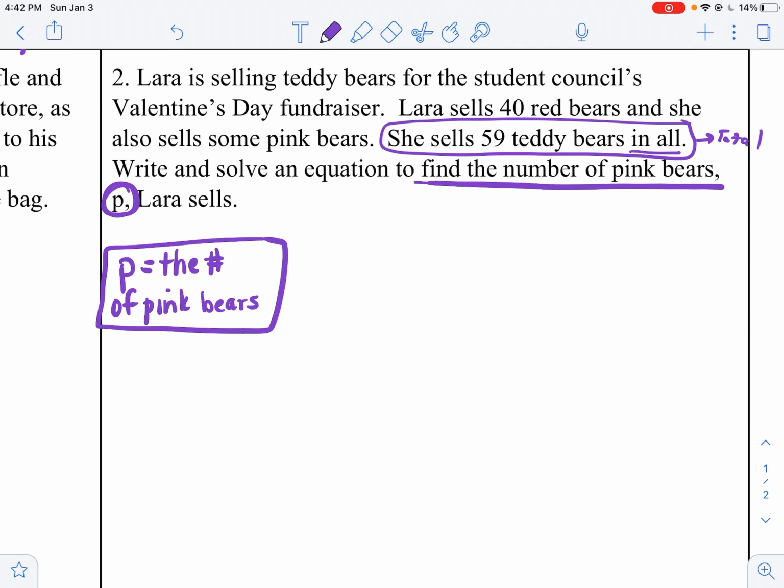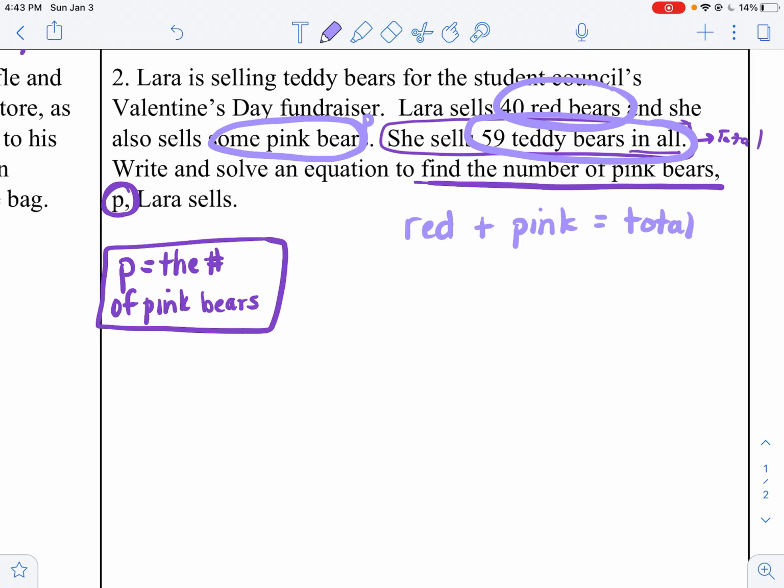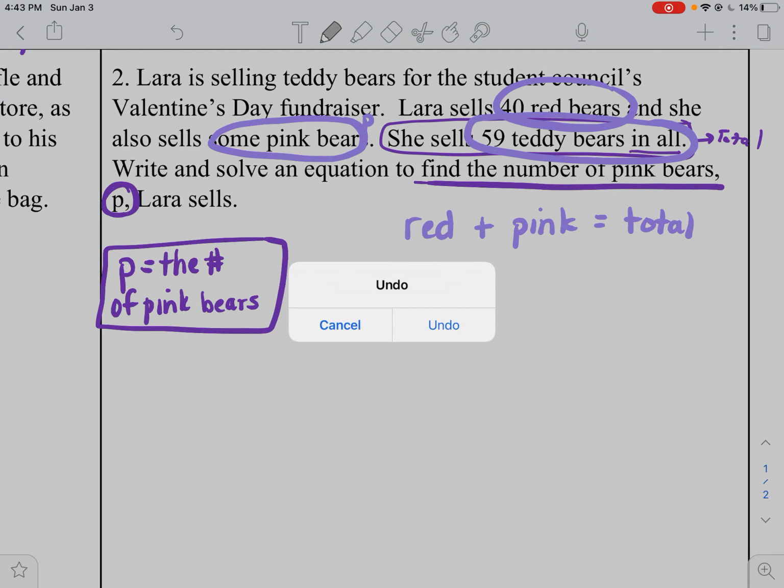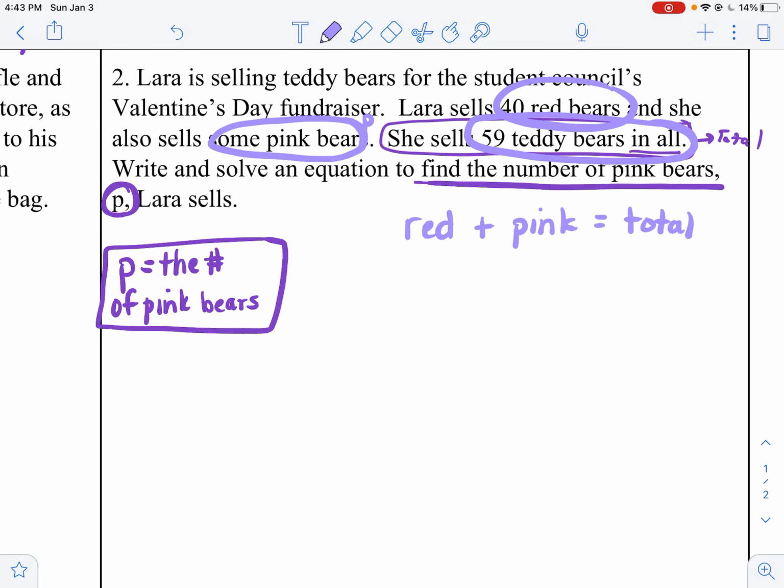The next thing we're going to do is write our equation. Sometimes it takes mapping it out to do our equation. So I'm going to map it out because I know Lara sells red bears and pink bears. So in my head, I'm thinking the red bears plus the pink bears have to give us the total. And I know those were keywords in here. We have red bears, some pink bears, which we know now is P, and we've said that this is the total. So we have mapped out our information, and we're ready to put our equation on our paper.